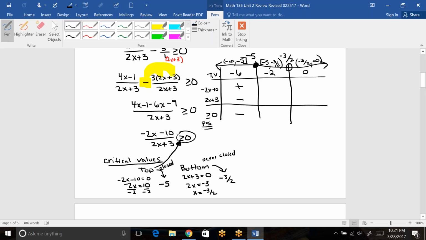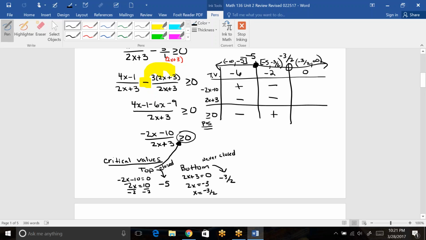-2 times -2, because we're plugging in this one now, is positive 4. Positive 4 minus 10 is -6. -2 times 2 is -4, plus 3 would be -1. Notice we get two negatives, which multiplies to make a positive, or divides to make a positive. Multiplication and division follow the same rules for signs, so it doesn't really matter which way you say it.